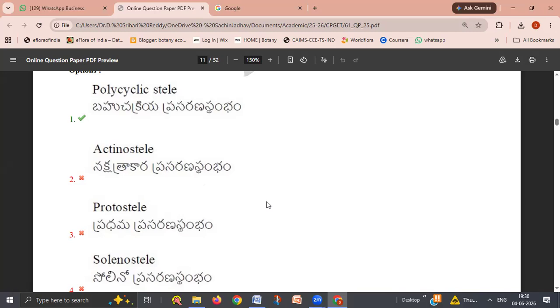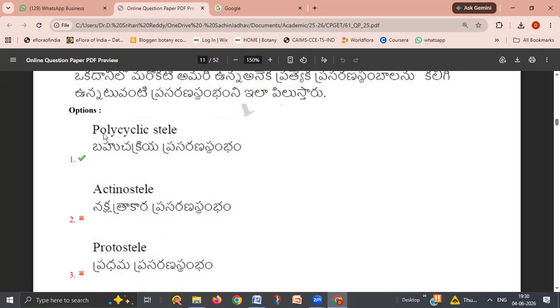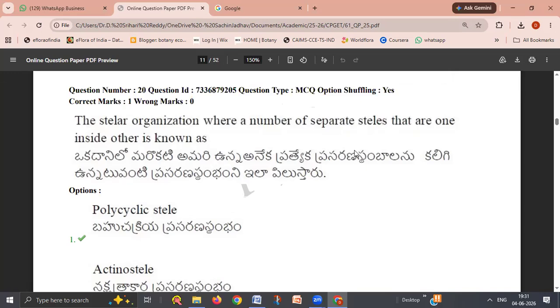And you find polycyclic, which means the vascular bundles are arranged in several circles in a circular manner. One circle is surrounded by another circle outside. So in a ring form, vascular bundles are observed in several rings. That is called polycyclic stele. Okay, so that is the answer.